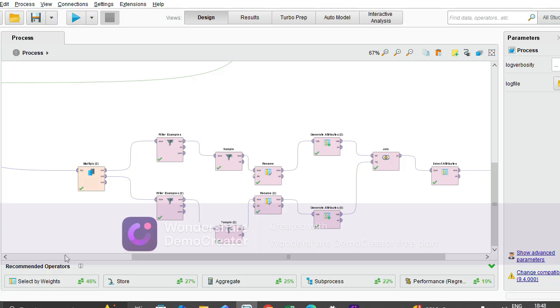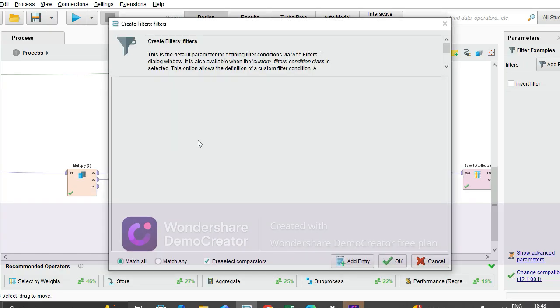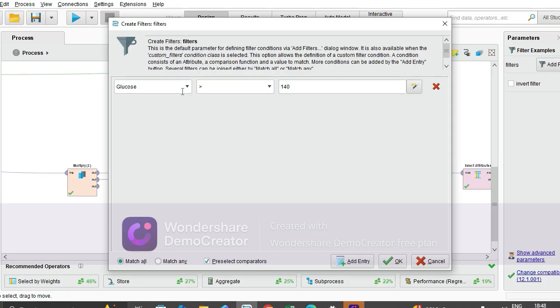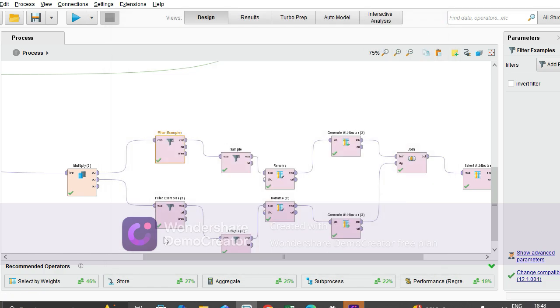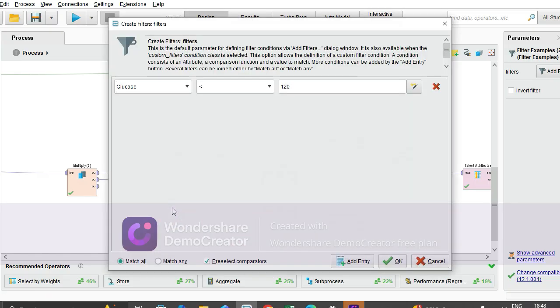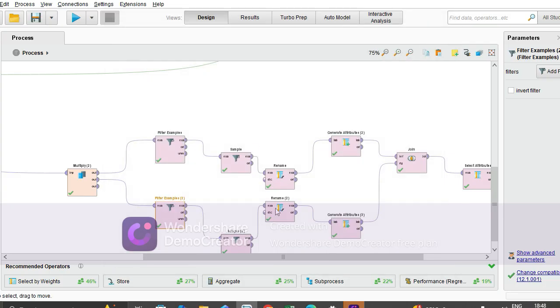The third feature of my project is comparative analysis. In comparative analysis, the system compares two patients and gives insights based on the research. So basically I take a filter. I take a factor like glucose. If a person has glucose greater than 140, and I take another filter with glucose less than 120.